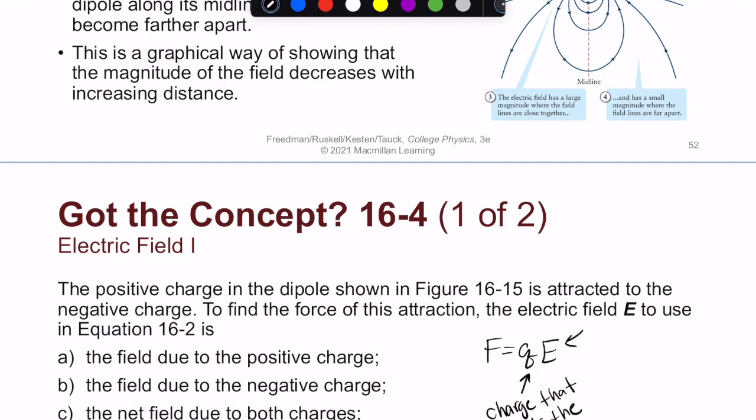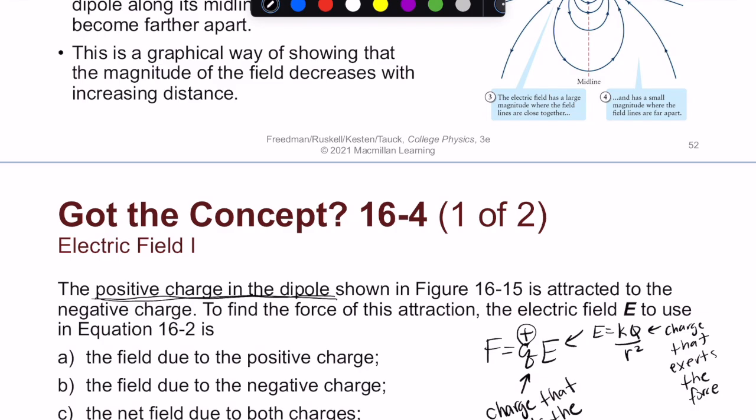And then in the electric field, which remember is kQ, big Q over r squared, that Q is the charge that exerts the force. So let's read the question again. Okay, the positive charge is attracted to the negative charge. So we're talking about the force that the positive charge feels. So this is going to be the positive charge.